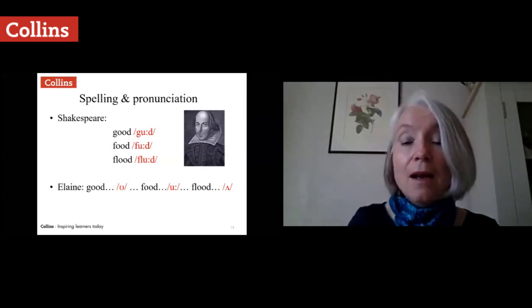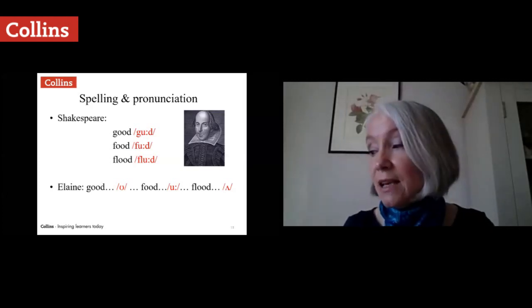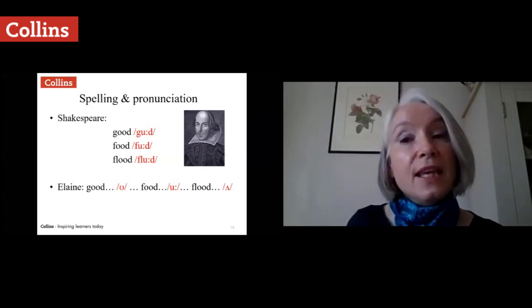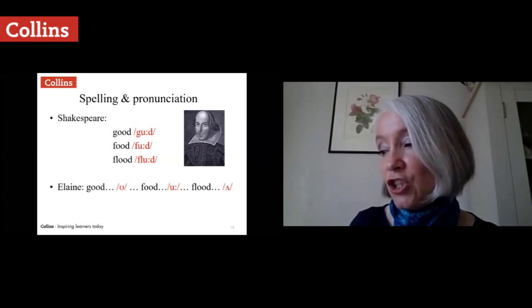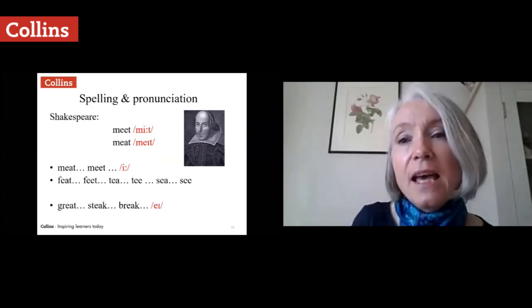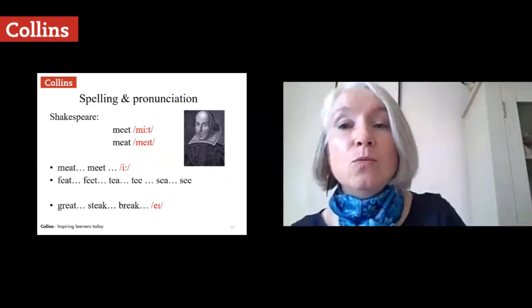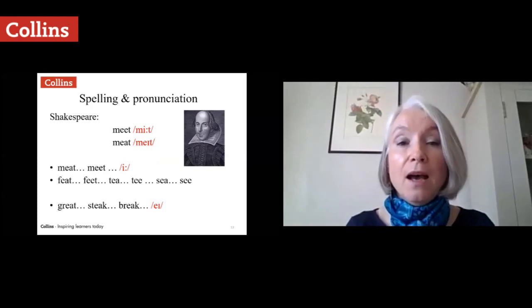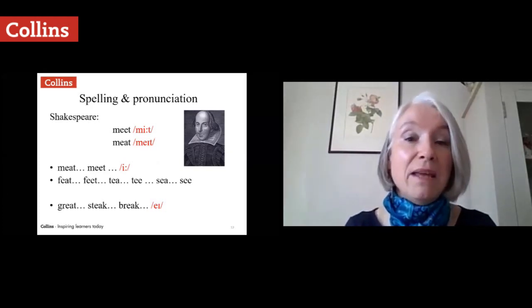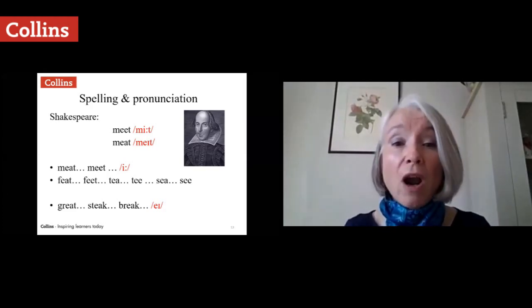But again, because this happened comparatively late in the 16th and 17th century, the spelling didn't change to reflect the pronunciation. Here's another example from Shakespeare. So Shakespeare would have said words with EE and EA in them differently. I say meat and meat. For me, meat, meat, feet, feet, all rhyme.